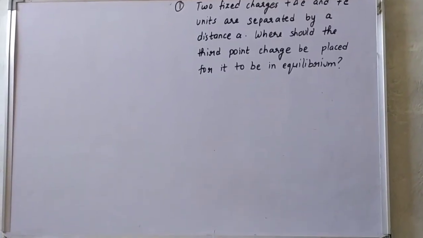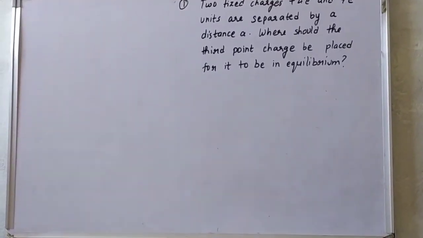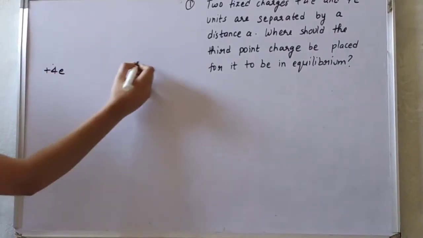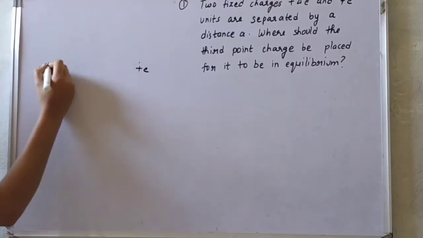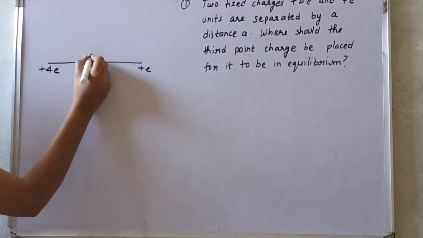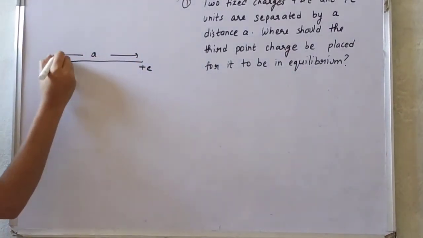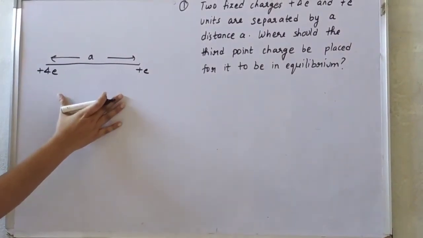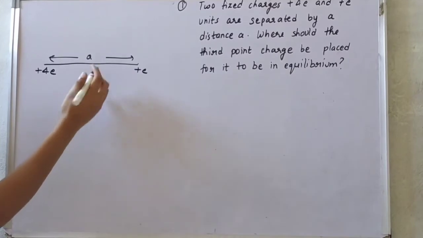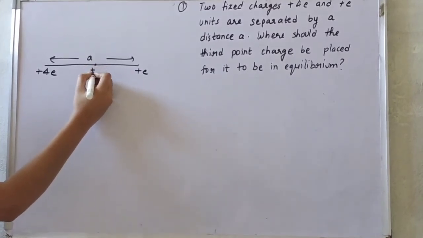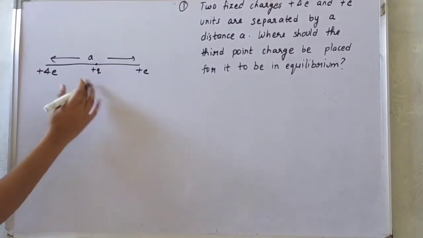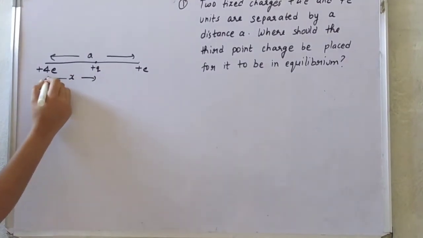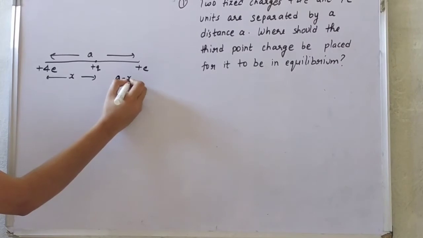Okay, our first question for today is, we have two fixed charges, that is plus 4e and plus e, separated by a distance a over here. And we have to keep an additional, third charge so that this system will be in equilibrium. So we will keep the test charge over here, plus q. We assume the distance from 4e to q is x, and here it is a minus x.